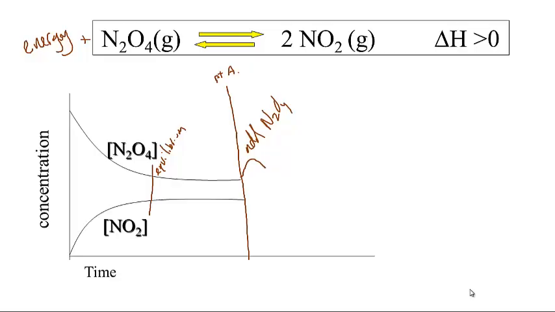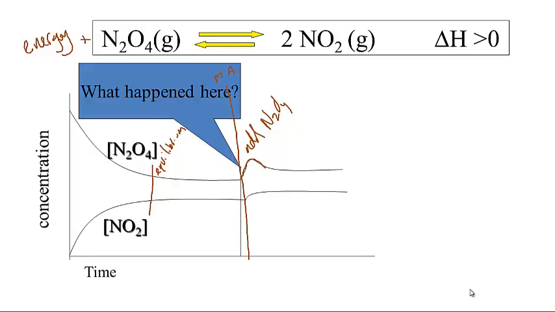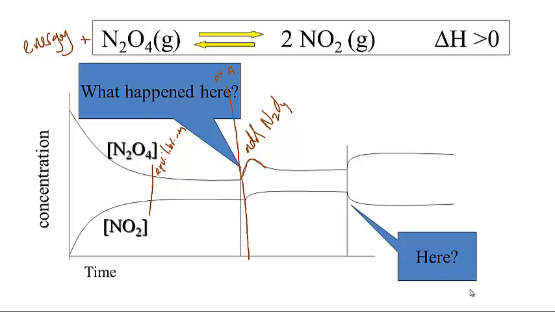All right, where we left off, we had added N2O4 and saw the change in equilibrium. What happened here? We added N2O4. Now, we changed our equilibrium again. Talk to your tables. What do you think could have happened at this point?